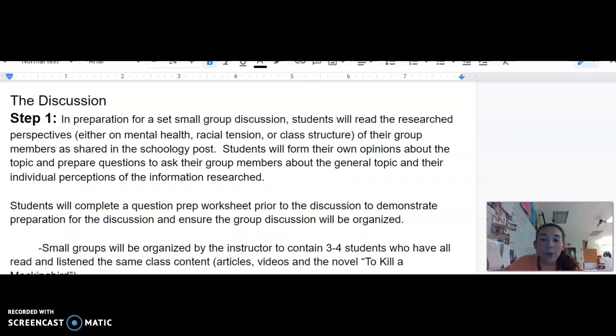Students will form their own opinions about the topic and prepare questions to ask their group members about the general topic and their individual perceptions of the information researched. Students will complete a question prep worksheet prior to the discussion to demonstrate preparation and ensure the group discussion will be organized. So once again, it is not to argue or to try and prove other people wrong. We want to have a healthy and open discussion, realizing that some people will have different perspectives, some will have similar perspectives, and it is all healthy to have an open discussion about our viewpoints.